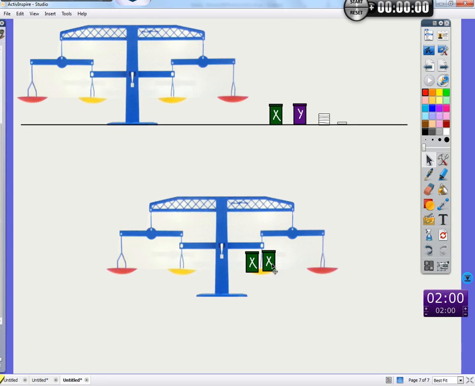Is on that side, 4 on that side. So we have 2x on this side and 4 on this side, so how do we balance the scales in a way that remains balanced? Like, what operation do we do to both sides?